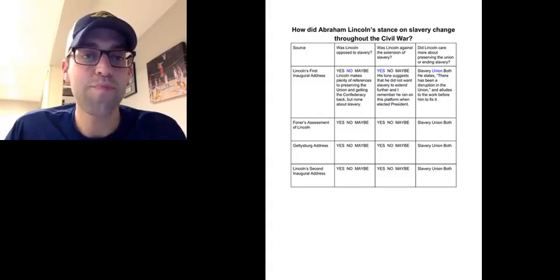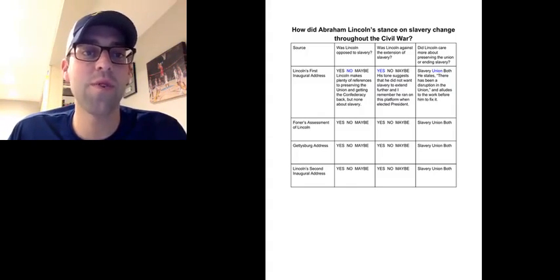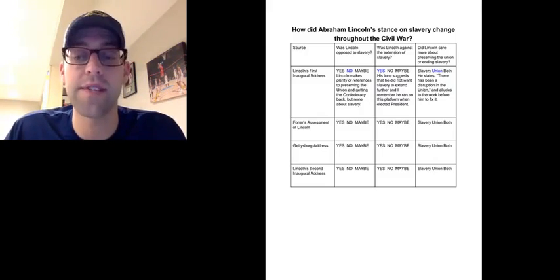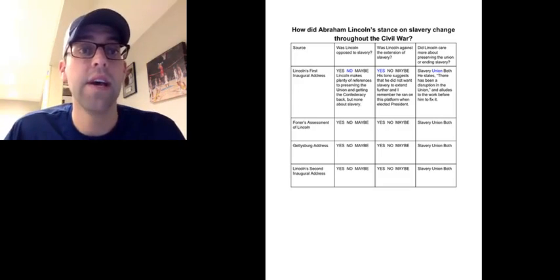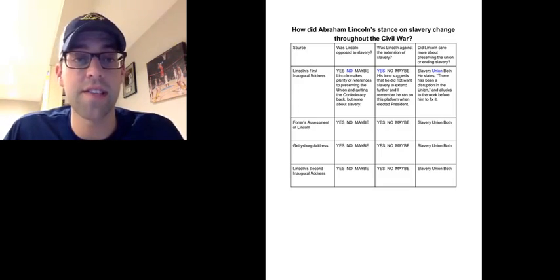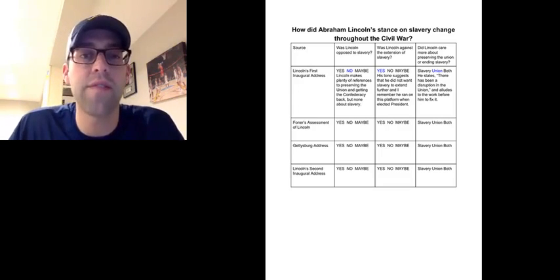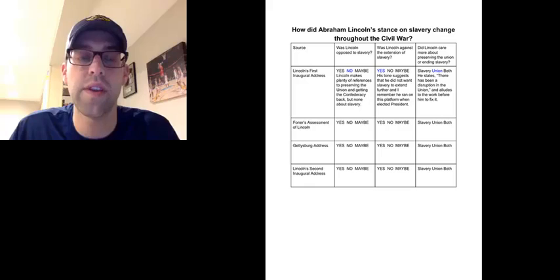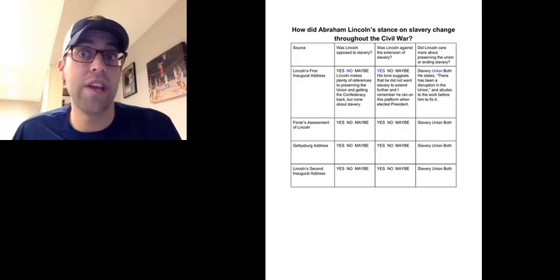All right, everybody. So we're going to continue on with our central question of how did Abraham Lincoln's stance on slavery change throughout the Civil War. We did look at one of these documents today in class, and remember that Lincoln's election in 1860, inauguration in 1861, was sort of the last straw in those 7 southern states seceding from the Union. And when they secede, really, that's the beginning of the Civil War.